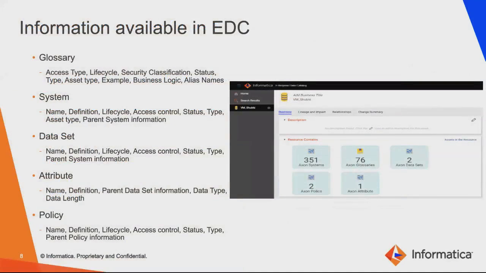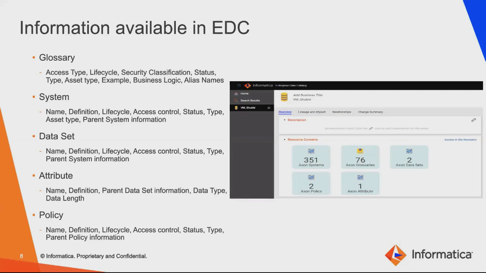Now, because of this updated Axon scanner, you will not only see pages for the Axon glossaries with some additional metadata about the glossaries in EDC, but you will also see your Axon system pages, data set information, your policies, and so on, so that the user can review this information in EDC without having to come into Axon, and also the associations between the Axon assets, which are systems, data sets, attributes, to the physical assets as well.